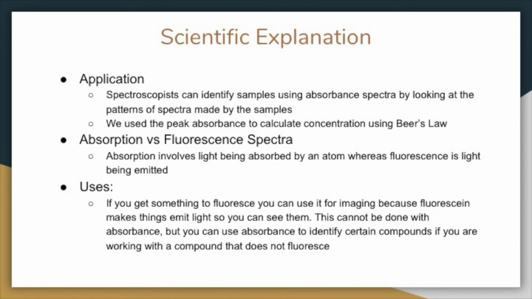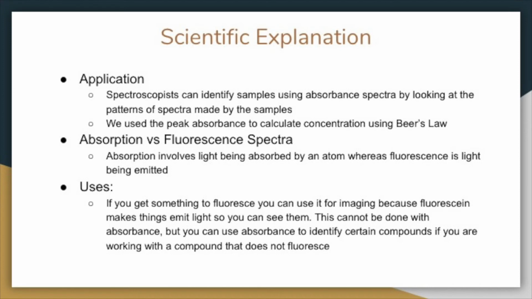Since each substance has a unique spectra, spectroscopy can be used to identify different substances by looking at the patterns made by absorbance and intensities. When calculating the concentrations for our dye sample, we used the peak absorbance to identify the dye and then plugged it into the Beer's law equation.